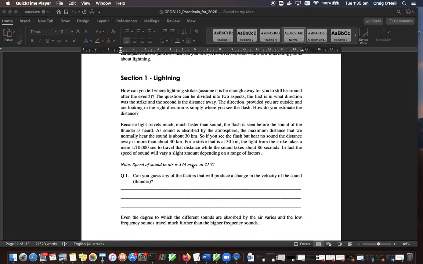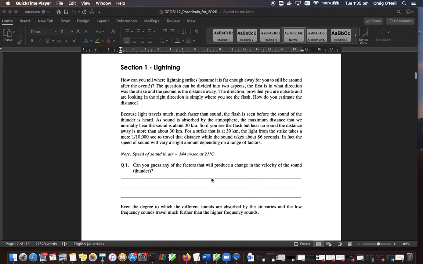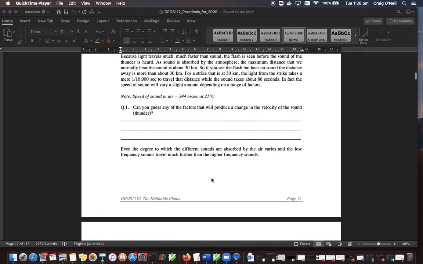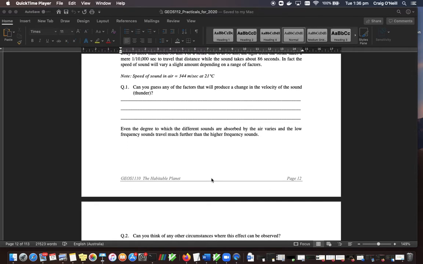You may notice we've given you the velocity at 21 degrees, so potentially the first thing you'd think of is that temperature changes the velocity of sound in the air, and of course that's true. You might then think of other atmospheric indicators such as pressure. You may even think of other factors such as humidity or wind speeds as well. Give that a little bit of thought, because there's a big analogy between sound in air and sound in the earth, which we'll talk about eventually with earthquakes.